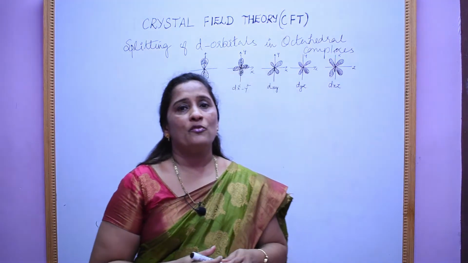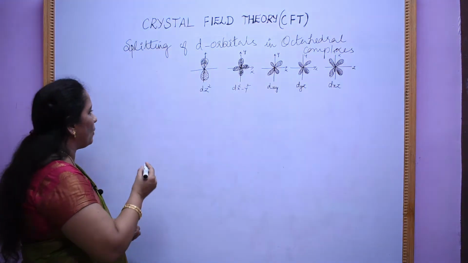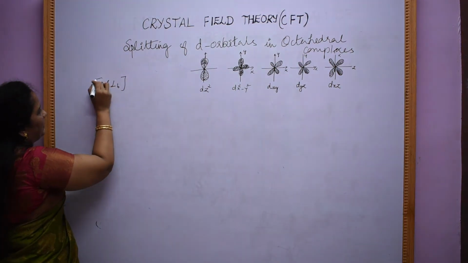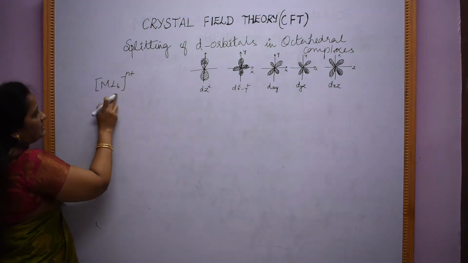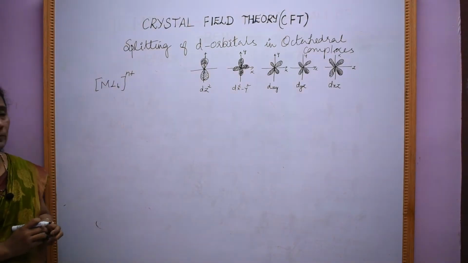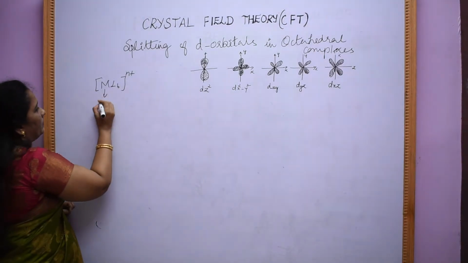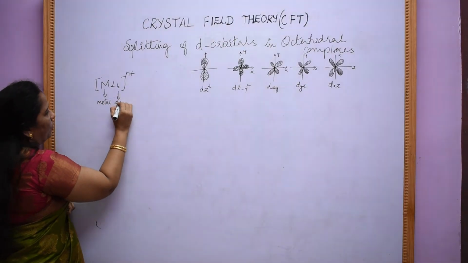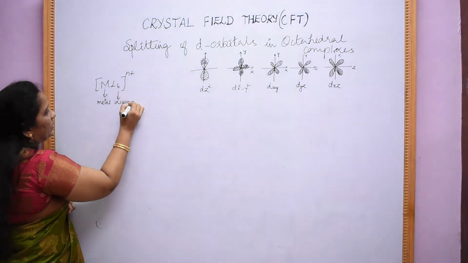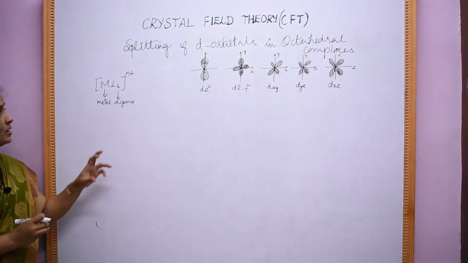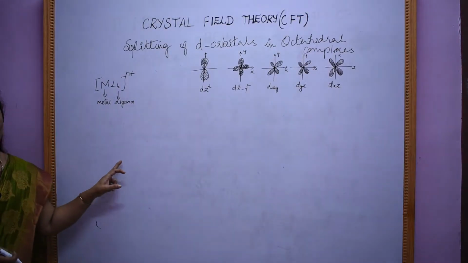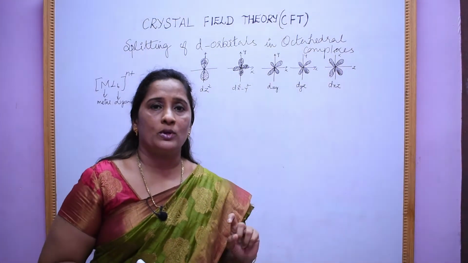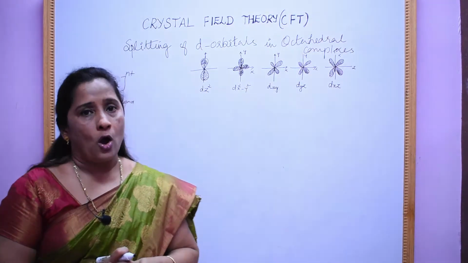In this lecture class, we are going to discuss d orbital splitting in octahedral complexes. We know the formula for octahedral complexes is [ML6]^n+. This is the general representation of an octahedral complex, where M is the metal cation and L is the ligand. In this octahedral complex, you have a central metal cation and 6 ligands, and these 6 ligands are oriented towards the 6 corners of the octahedron.